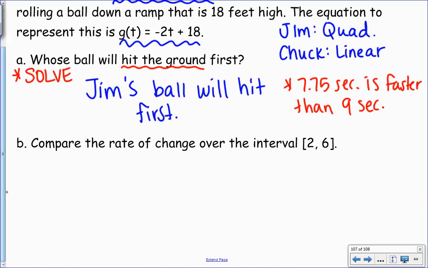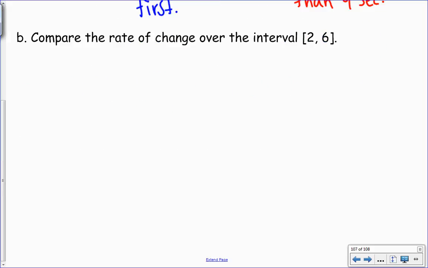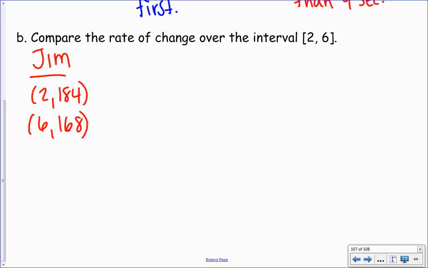All right, so with Jim, I'll do Jim first. His ordered pairs turned out to be 2, 184 and 6, 168. So when I put that into y minus y over x minus x, that gives me negative 4. So some of you might be wondering, okay, why is it negative? Well, if you think about what they're doing, he's kicking the ball into the air. So it's going to go up, but then it's got to come back down. So that down part is where that negative slope comes from.